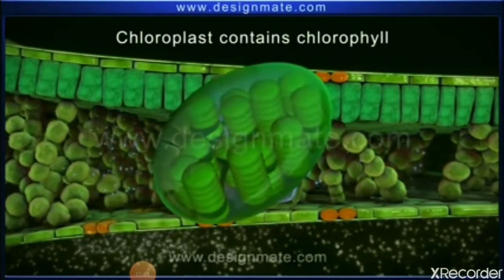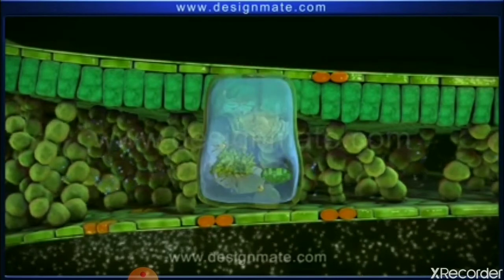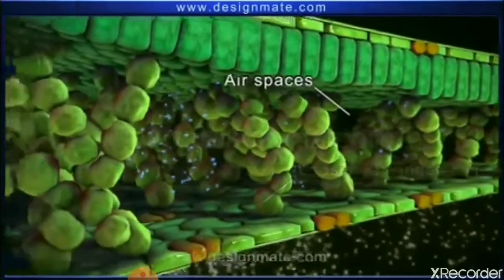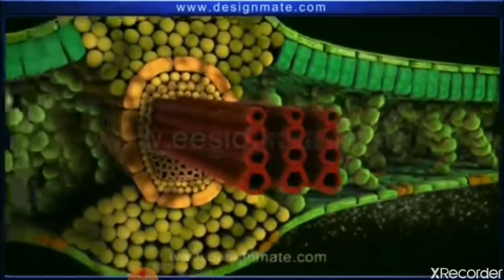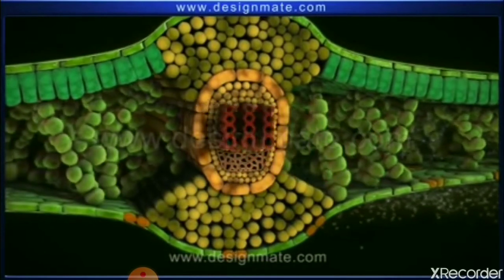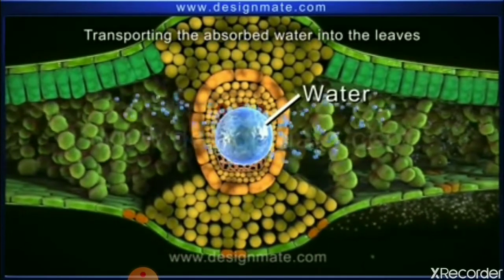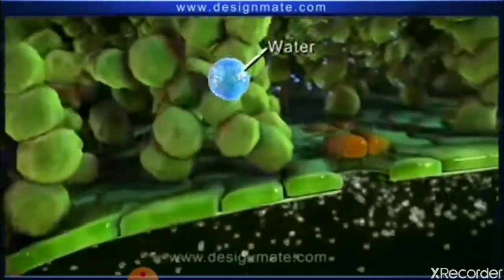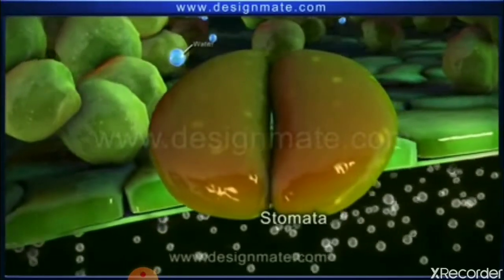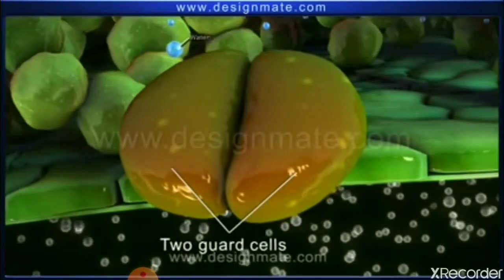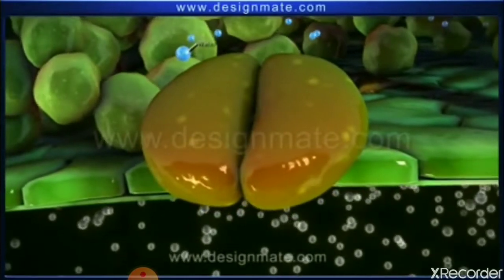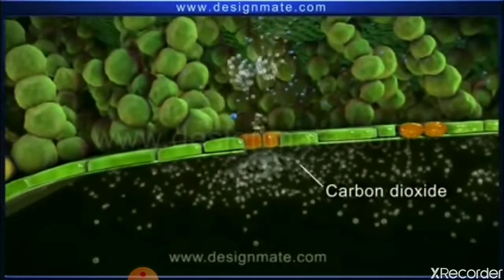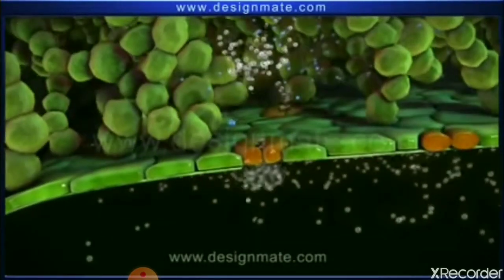This is the chloroplast which contains chlorophyll. Chlorophyll makes the leaf look green. So these are the tubes which carry the water from the root to the leaf. So water is going into the leaf, and this is called stomata, which I have already told you are the small openings present in the surface of the leaf. Through this stomata, gaseous exchange occurs. That means the carbon dioxide from the environment enters the leaf through this stomata.